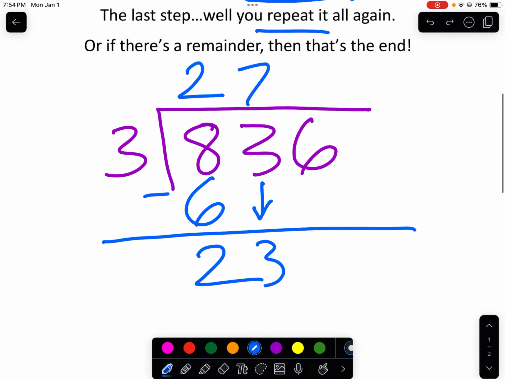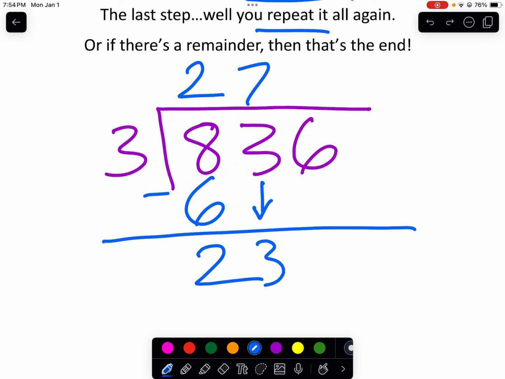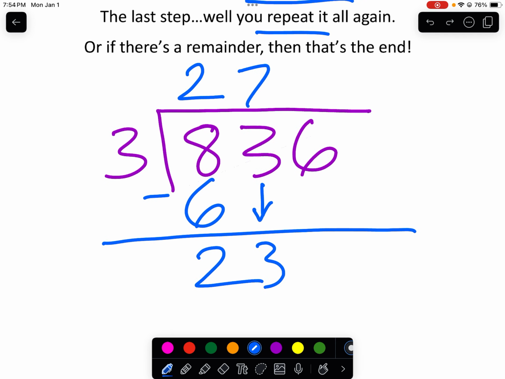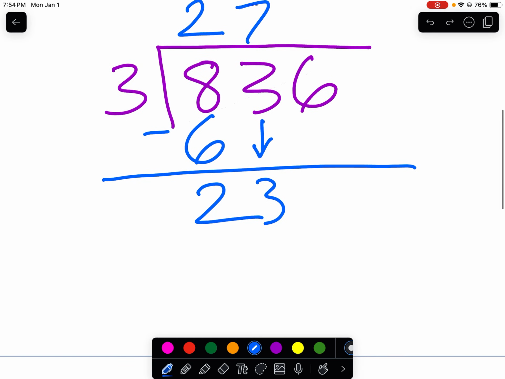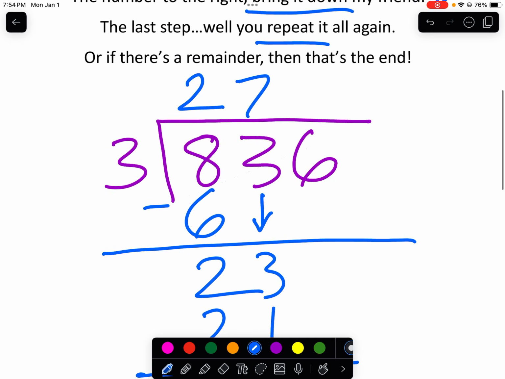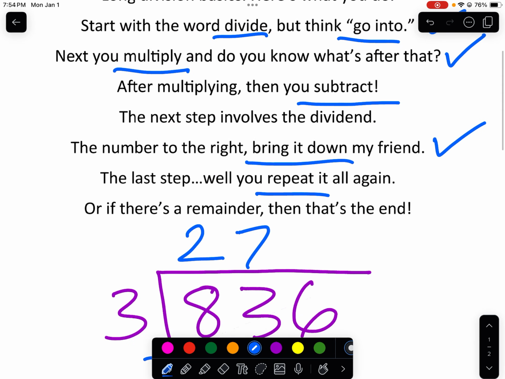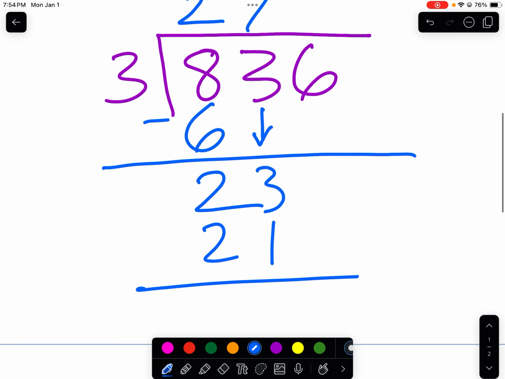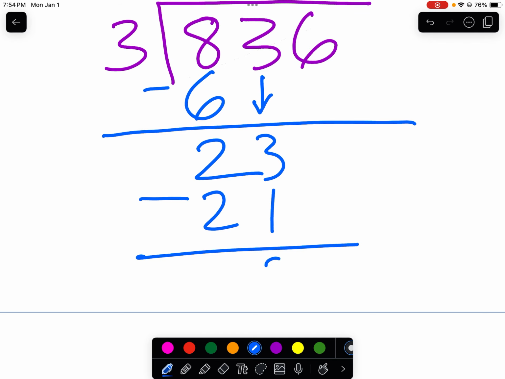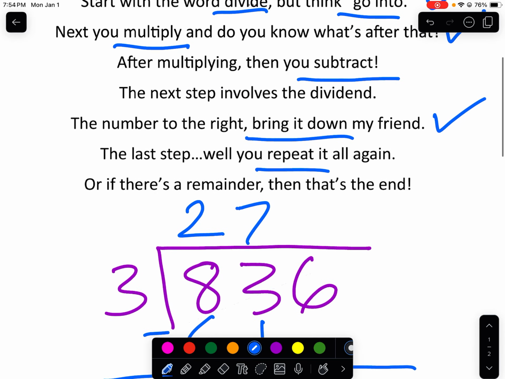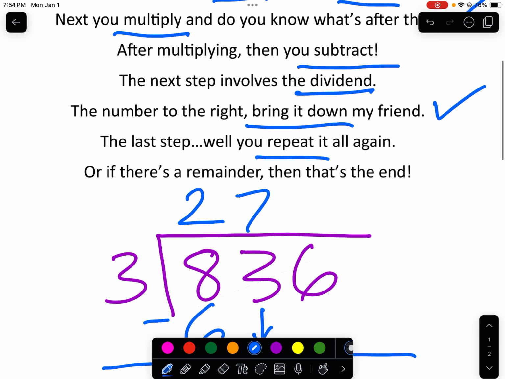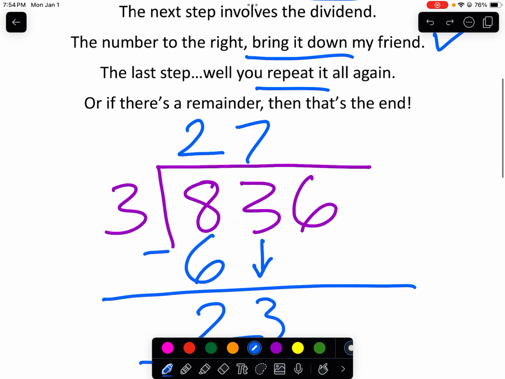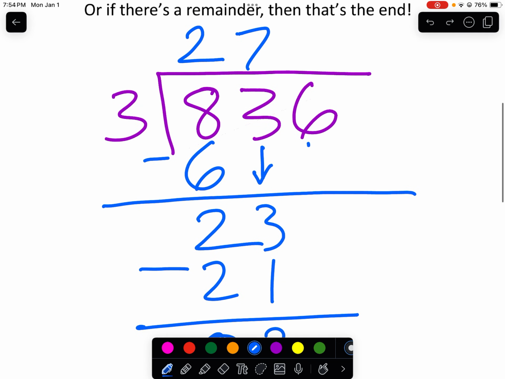Next you multiply. Going to multiply 3 times 7. I also know that that's a step students get stuck on. So after you divide 23 by 3, you saw that it went in 7 times. Then you multiply that 7 by the 3. 3 times 7, that's 21. Next, you multiply, and do you know what's after that? After multiplying, then you subtract. 23 minus 21, well, that's 2. The next step involves the dividend. The number to the right, bring it down, my friend.